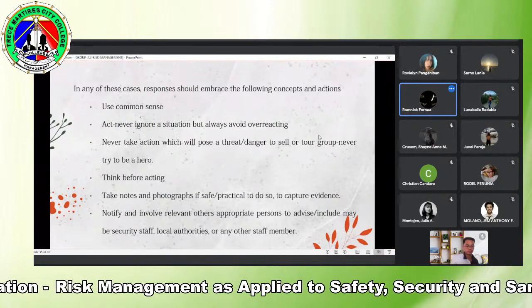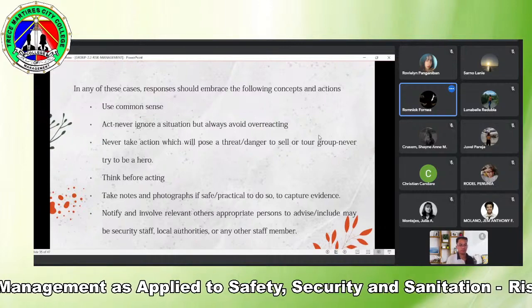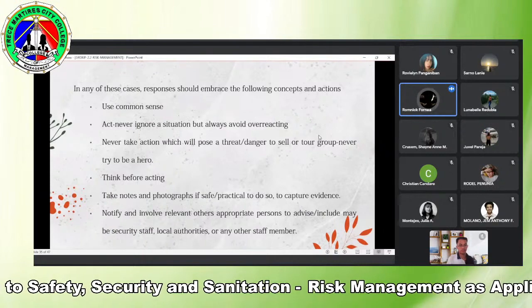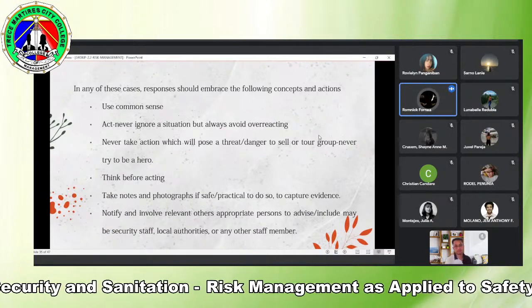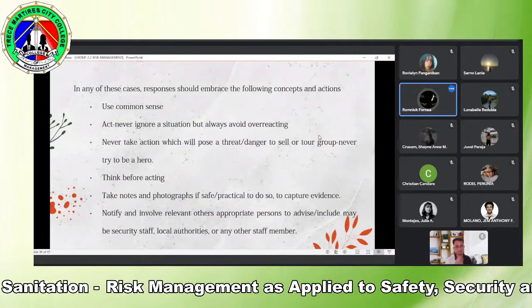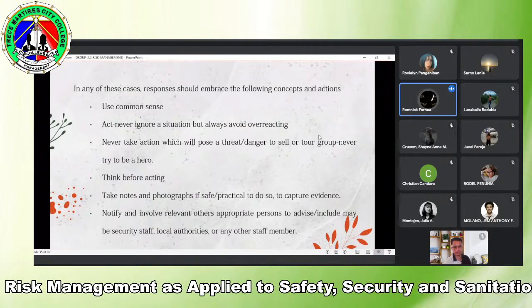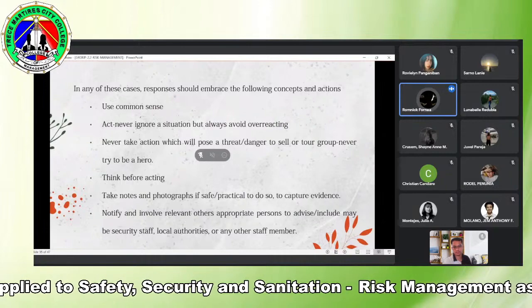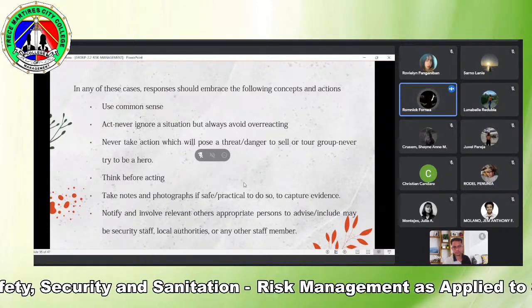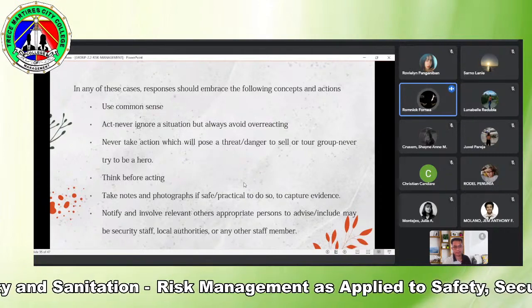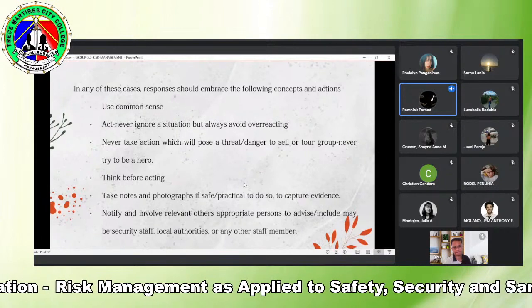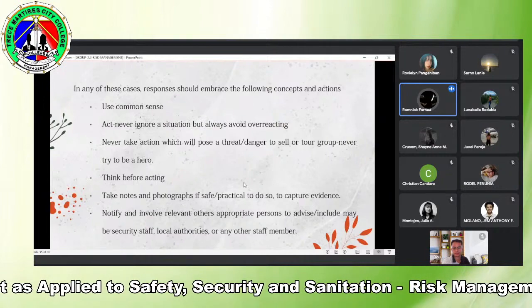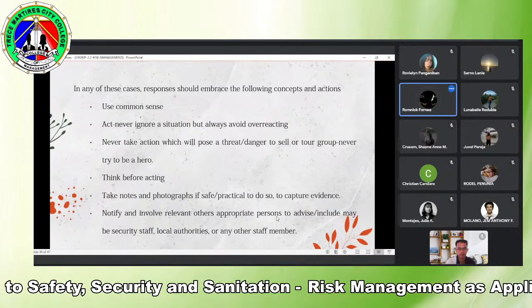Next po is think before acting. Bago ka siguro gumawa ng isang bagay, isipin mo muna kung ano yung magiging kalalabasan. So, wag mong gagawin yung isang bagay na ikakapahamak mo din. Dapat lagi mong tingnan kung ano yung ikakabuti mo at kung ano yung safe na dapat mong gawin. Next is take note and photographs if practical to do so to capture evidence.